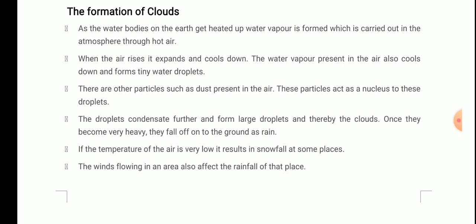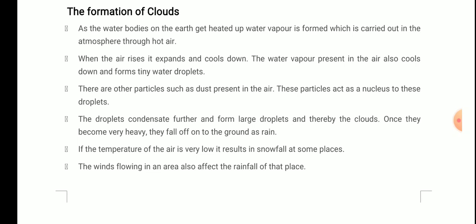There are other particles such as dust present in the air. These particles act as a nucleus to these droplets. Now what is the nucleus? Nucleus, it is the central part. If you have studied the structure of atom, it is a central part around which electrons are revolving. Similarly, these dust particles act as a central particle and the liquid droplet is formed around these. So these dust particles that are present in the air act as a nucleus to these droplets.